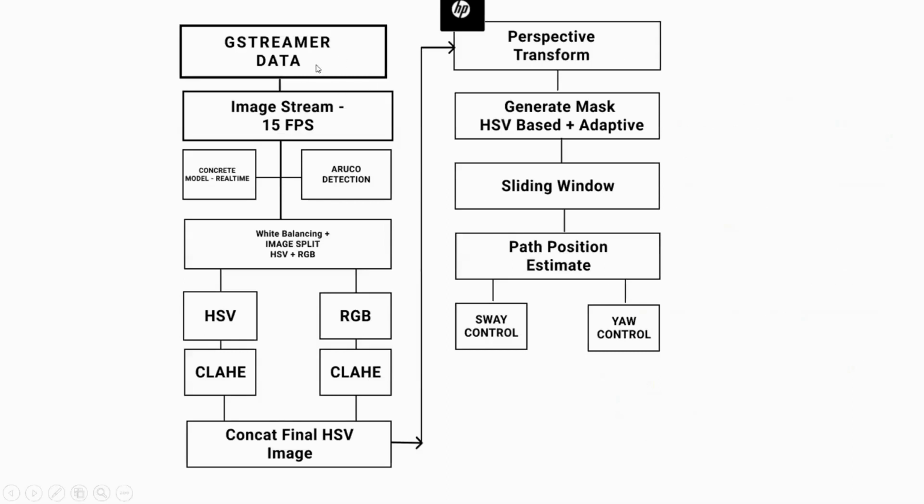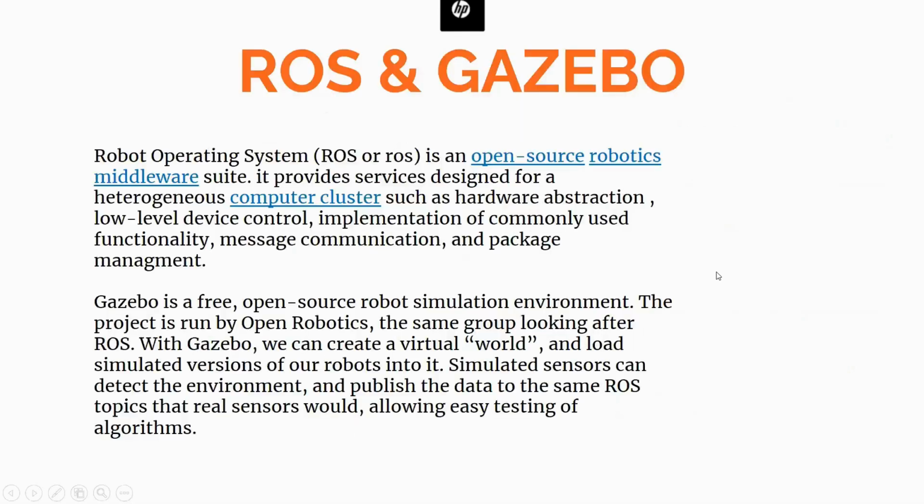So first we have the data streaming, the image streaming, and then we do some image enhancement to enhance the yellow features of the rope, and then we do the perspective transform, then we generate the segmentation mask, and then we're using a sliding window based approach to follow the path. Then we're doing the path estimation for both the sway and yaw of the vehicle.